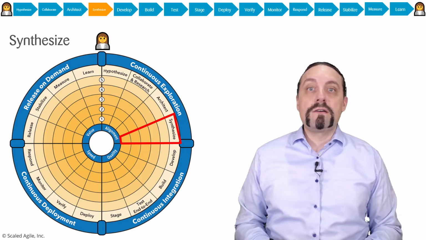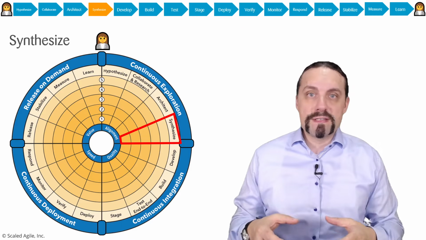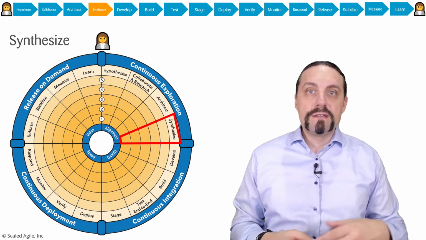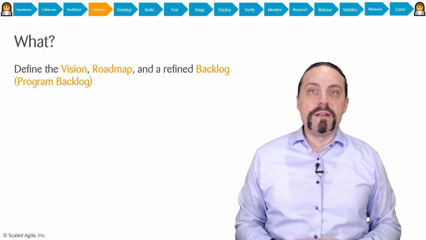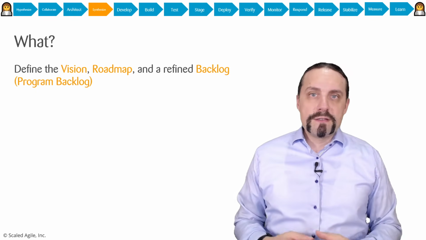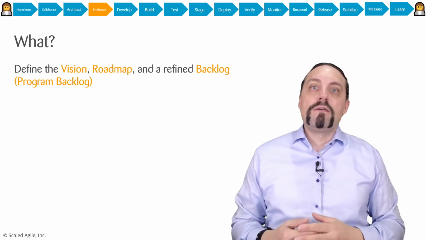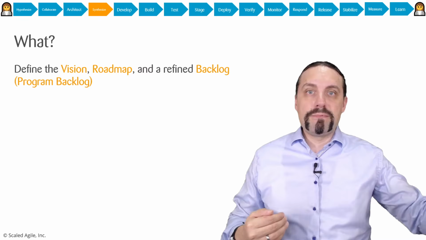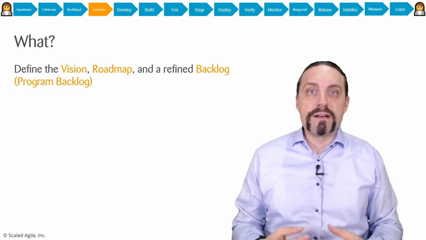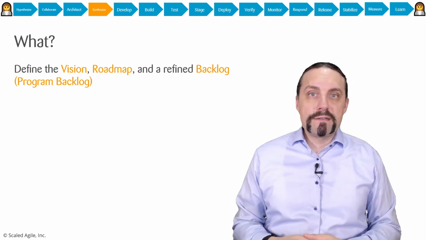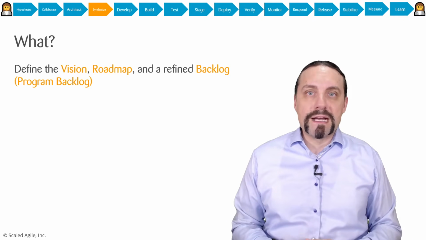After that, we go into the synthesize step, because here we now need to synthesize all of this information so that we get a prioritized backlog. So what are we doing when we synthesize? In the synthesize step, we are creating a clear vision of what we want to achieve. Of course, we also need to create a roadmap, so how we are going to achieve that, and for that we need to have a prioritized backlog. If we are a single team, then we have our team backlog. If we have multiple teams, then we have a program backlog.